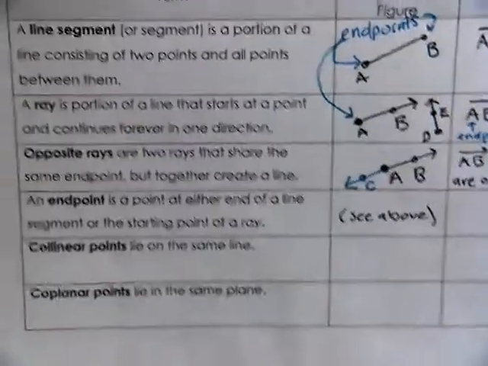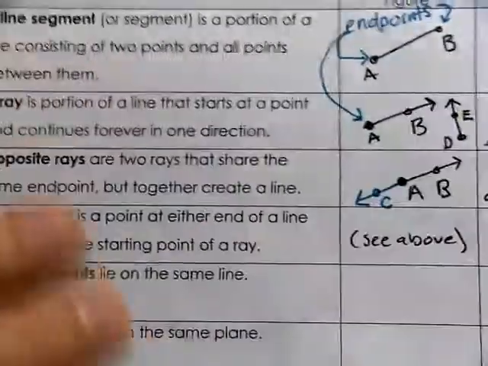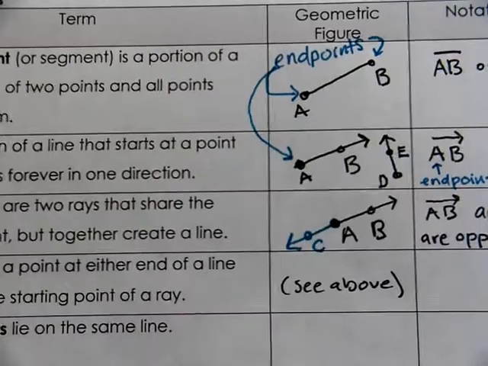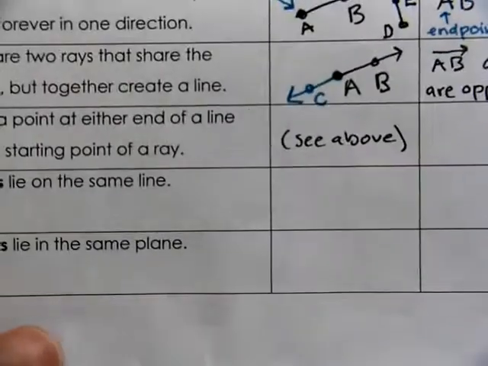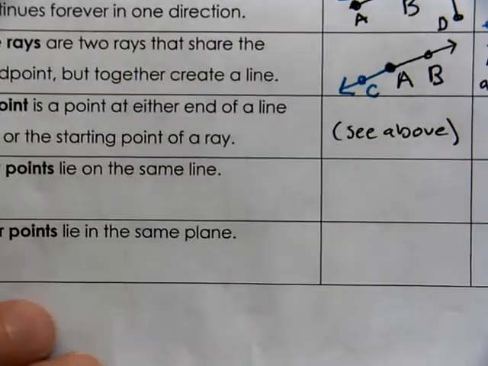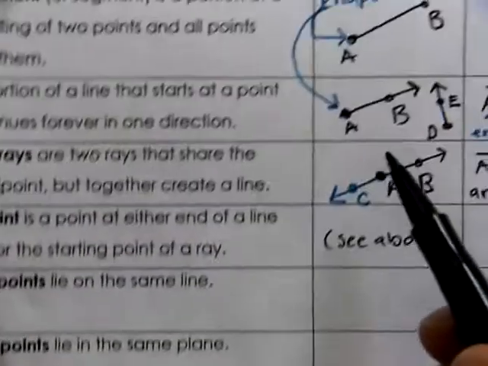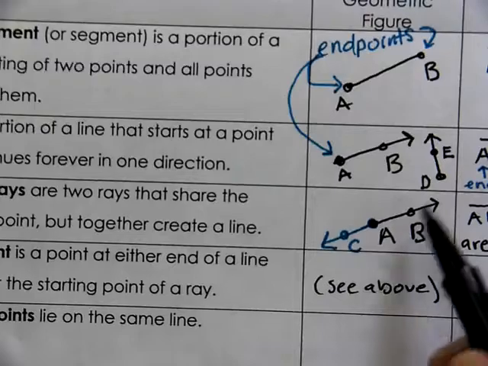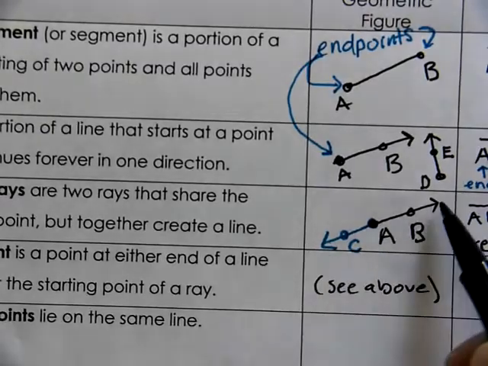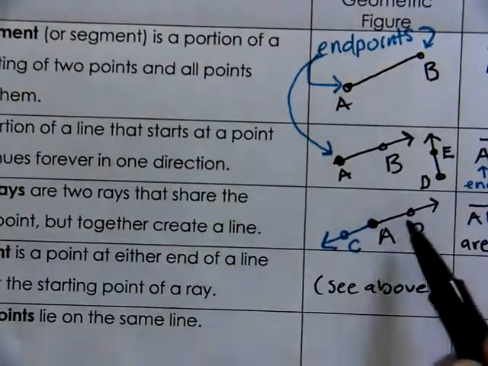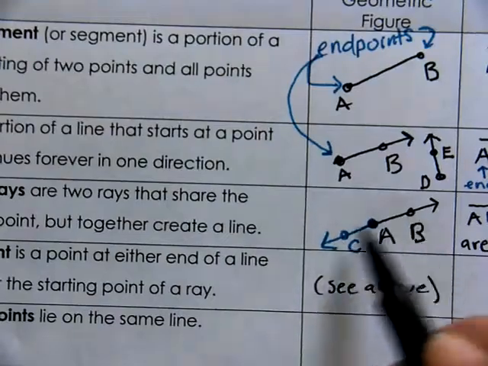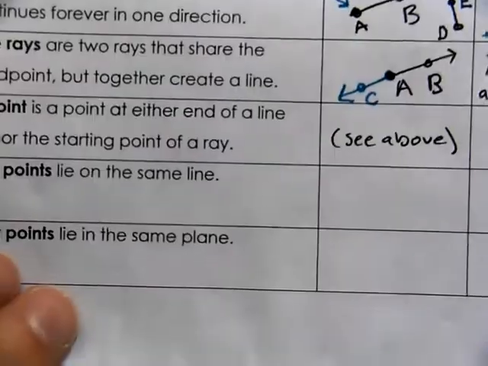Now we want to take a look at what we call collinear points and coplanar points. Collinear points are points that lie on the same line. We've already seen an example of that here with our ray. Here we have some collinear points. They're points that are together. That's what co means. Collinear means together on the same line.